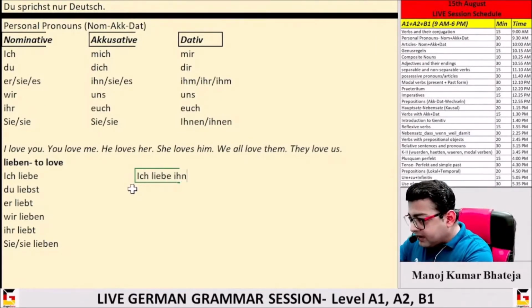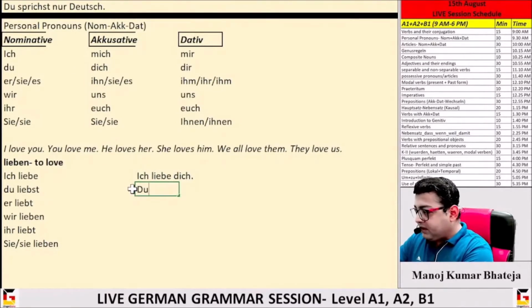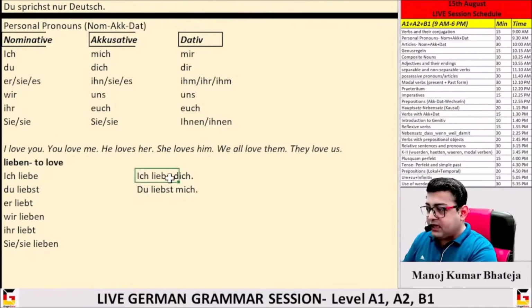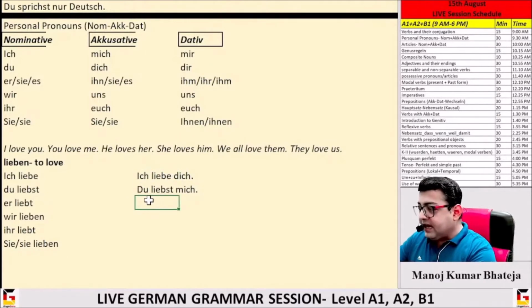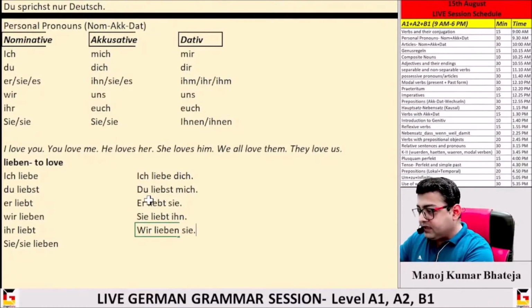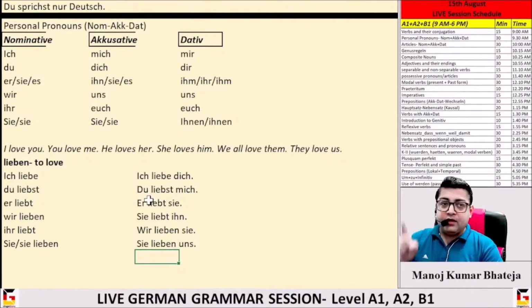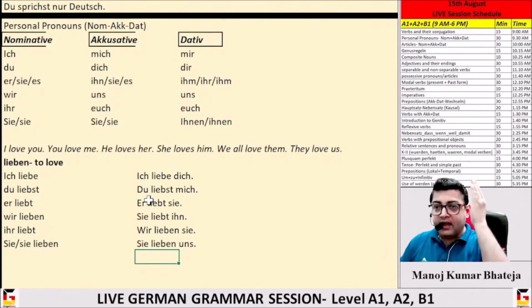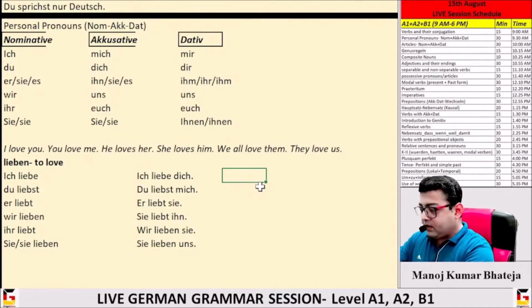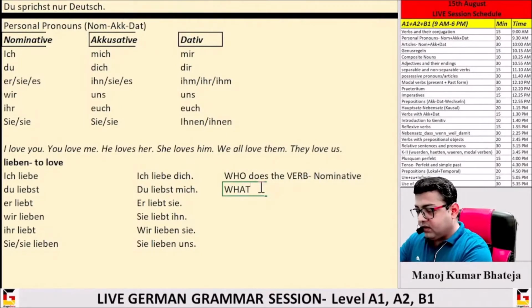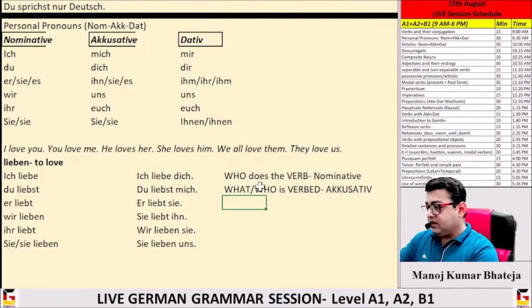Ich liebe dich. I love you. This is dich. You love me. Du liebst mich. In the first one, it is my nominative. In the second one, it is my accusative. He loves her. Er liebt sie. Sie liebt ihn. We all love them. Wir lieben sie. Sie lieben uns. It's simple. The first part, whatever pronoun we see before the verb is my nominative pronoun. Whatever pronoun we see after the verb, it is my accusative pronoun. Who is being loved? So ideally, who does the verb is nominative, and whatever or who is verbed is accusative. This is very important.